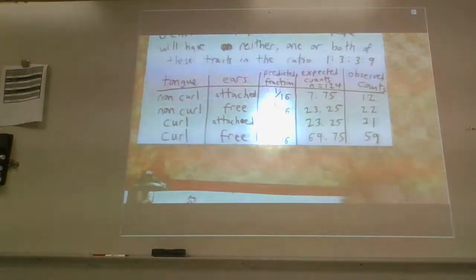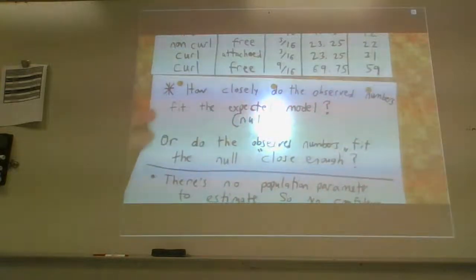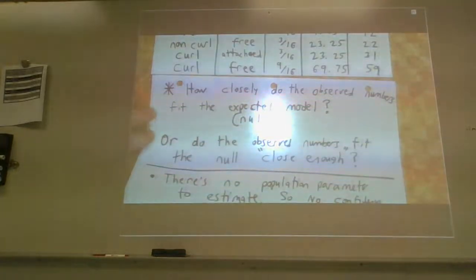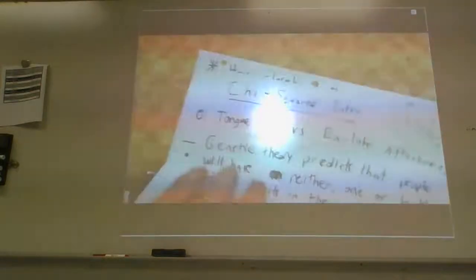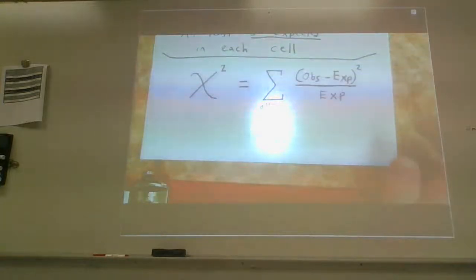And the question then became, how closely do the observed numbers fit the expected model, or the null model? Or do the observed numbers fit the null model close enough? I walked you through the rationale behind it, and eventually we got to this idea of chi-squared testing. We went through the assumptions and conditions. And the last bit of notes that I have right here, we didn't actually write it down, but this is how they actually calculate the chi-squared test statistic.